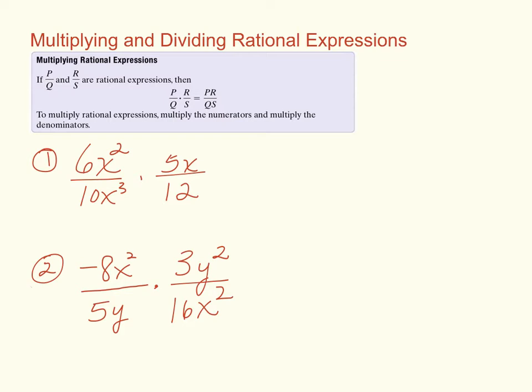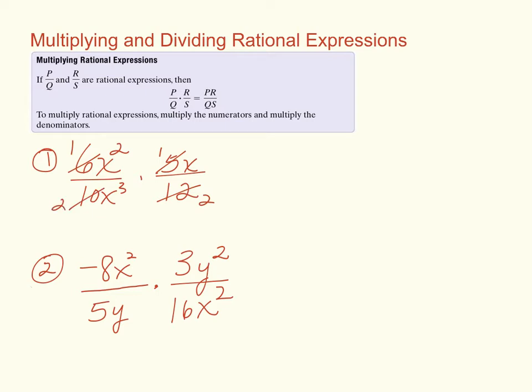For instance, the 6 and the 12, if you want, you can reduce those. You could actually reduce the 6 with the 10, but we can also reduce the 6 with the 12, meaning what's the biggest number that divides evenly into 6 and 12? That would be 6. 6 divides into 6 one time, and 6 divides into 12 two times. So they become a 1 and a 2. Okay? Then the 5 and the 10 can reduce. 5 divides into 5 once, and 5 divides into 10 twice.